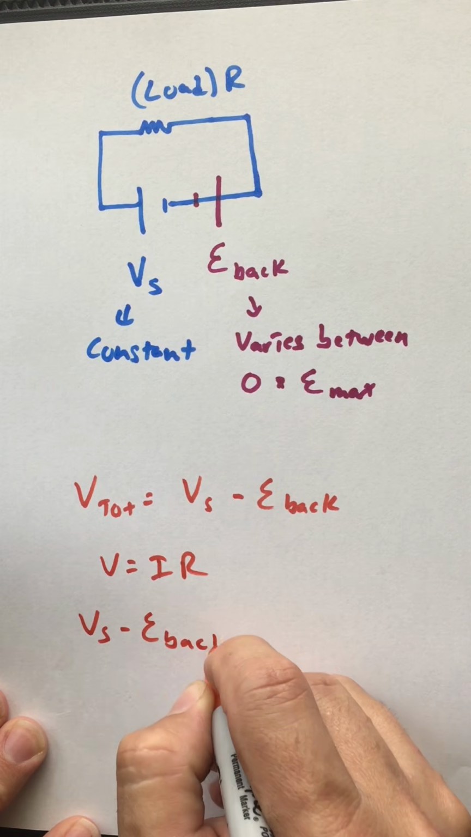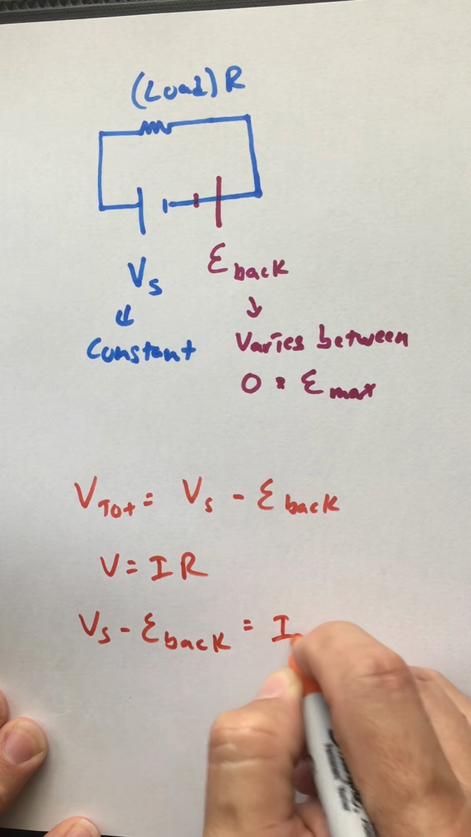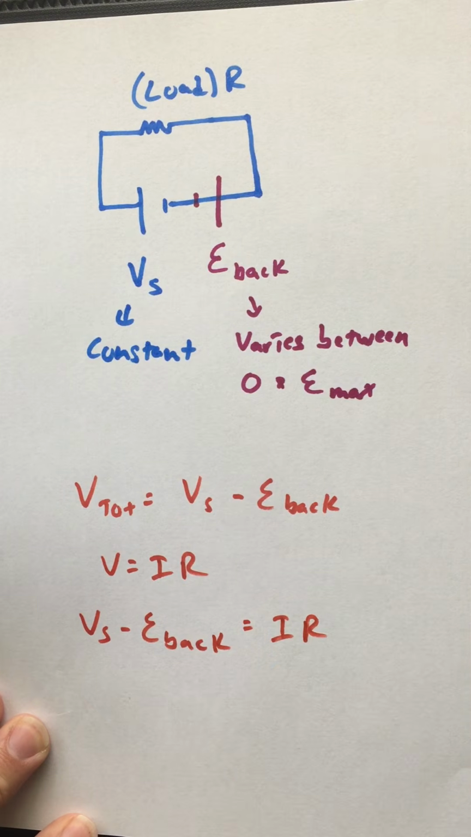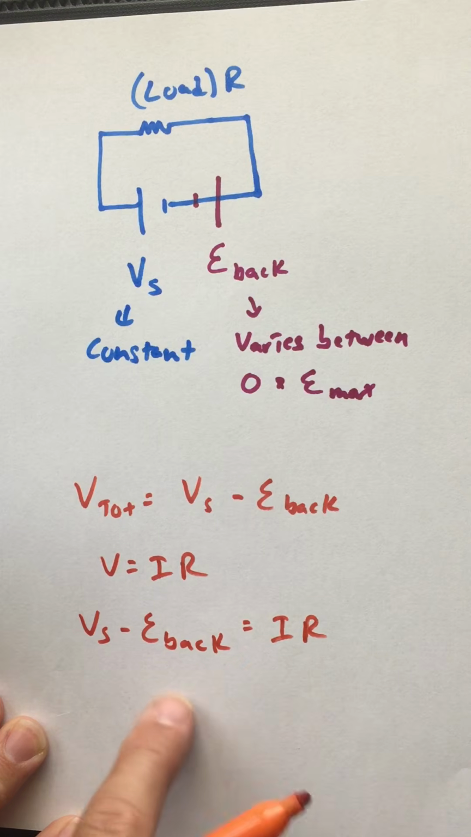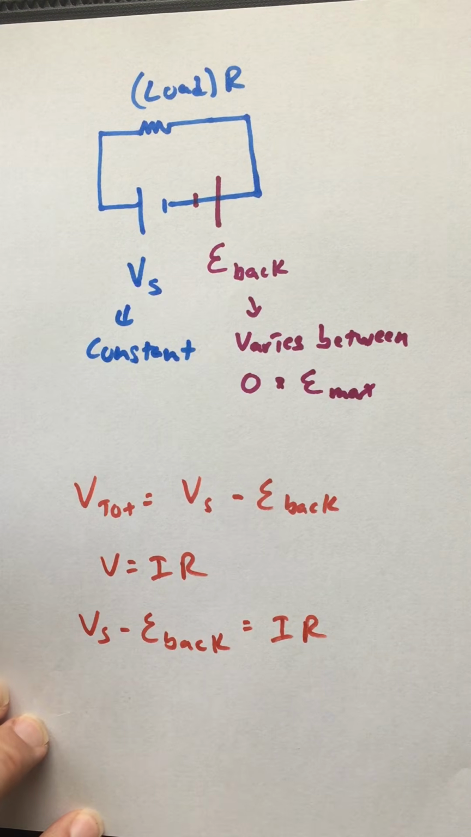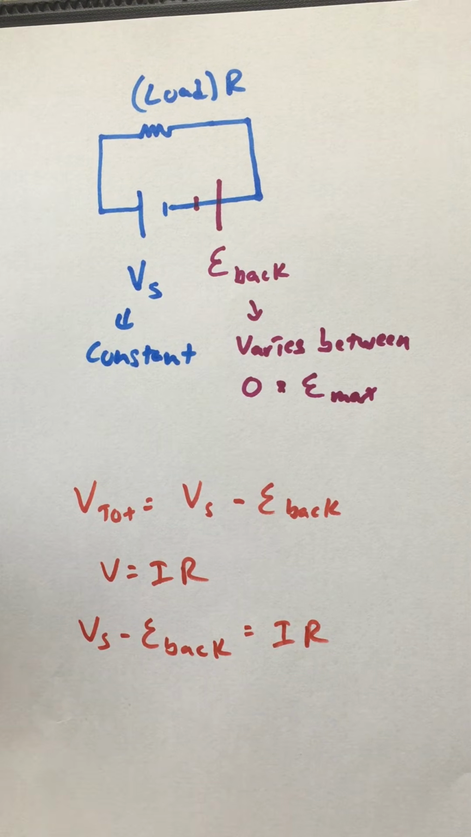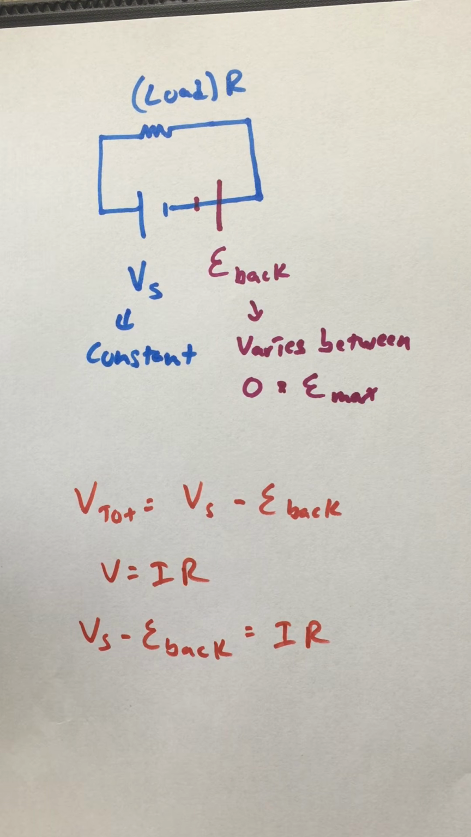Source voltage minus the back EMF is equal to IR. Fair enough, I can solve this equation for either I or R. I can solve it for any of this if I wanted to. But usually a problem will say, given an initial amount of current right when you flip the switch, what is the resistance of the load or the resistance of the circuit?